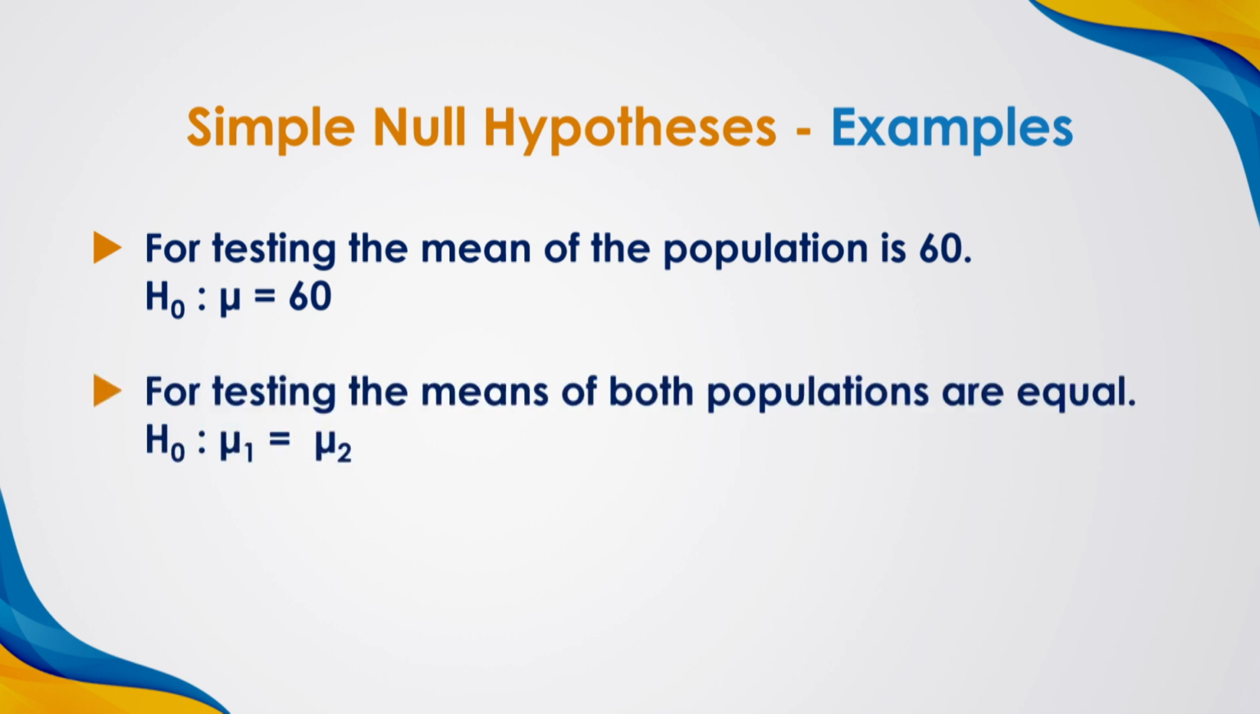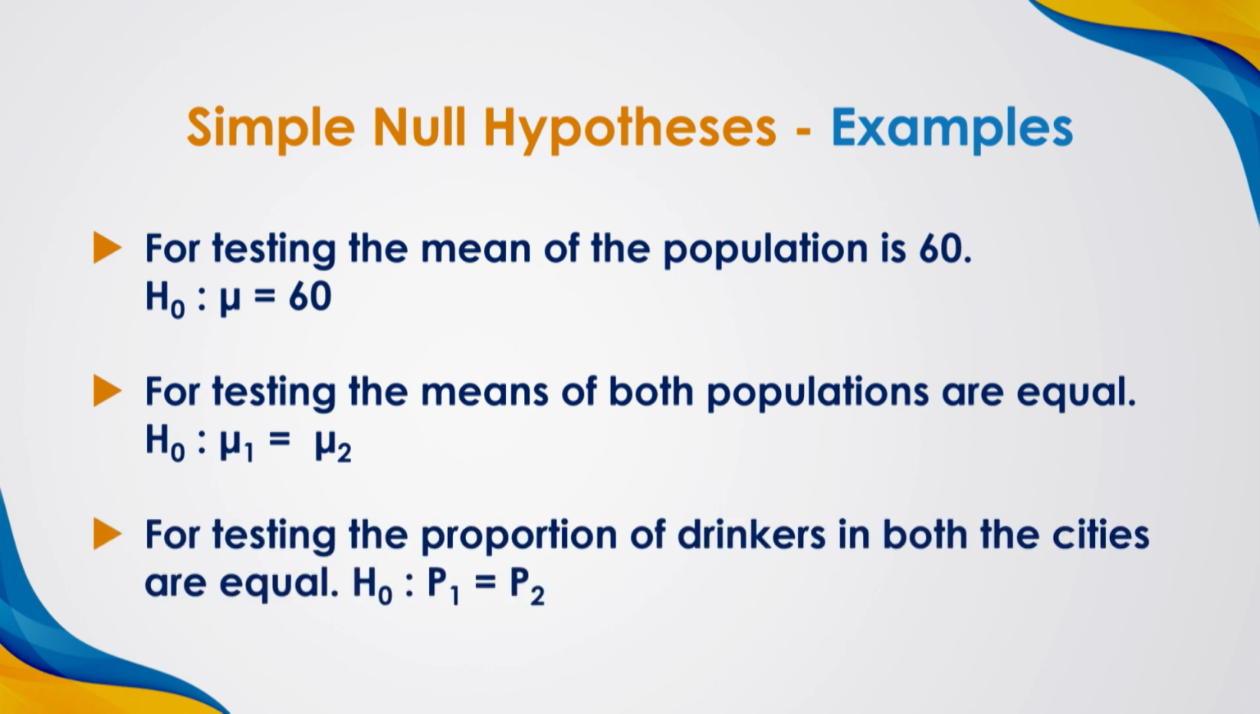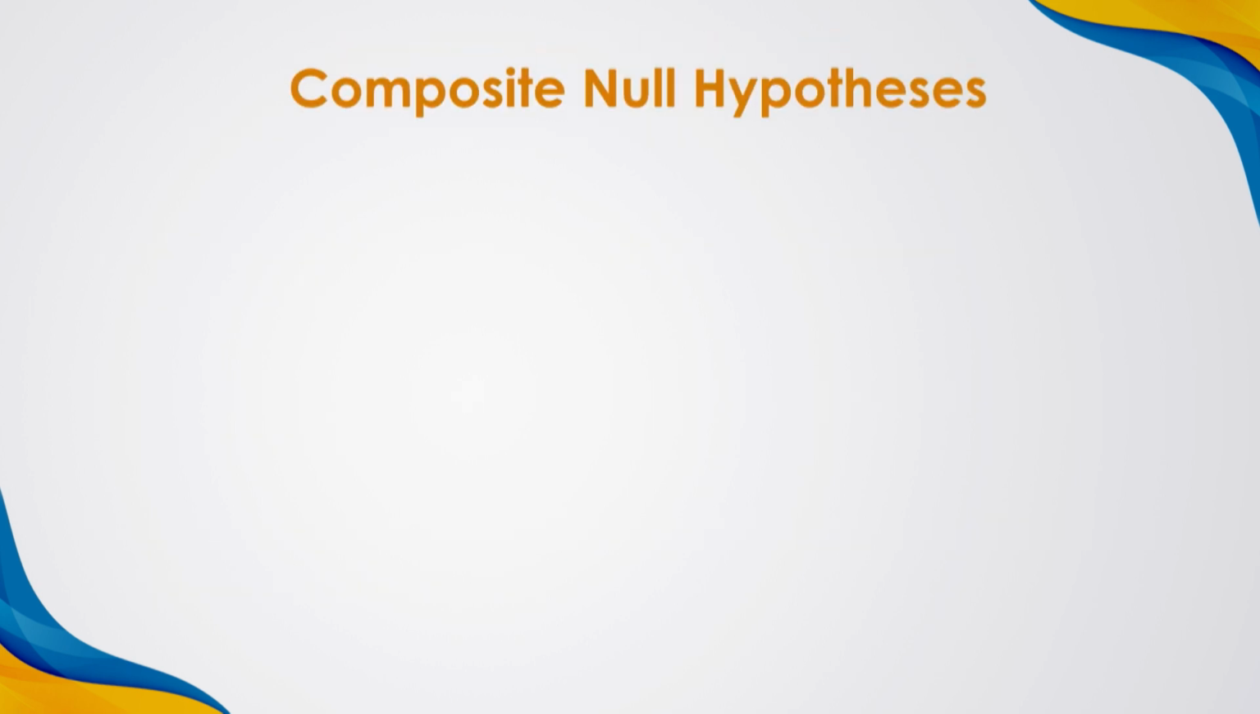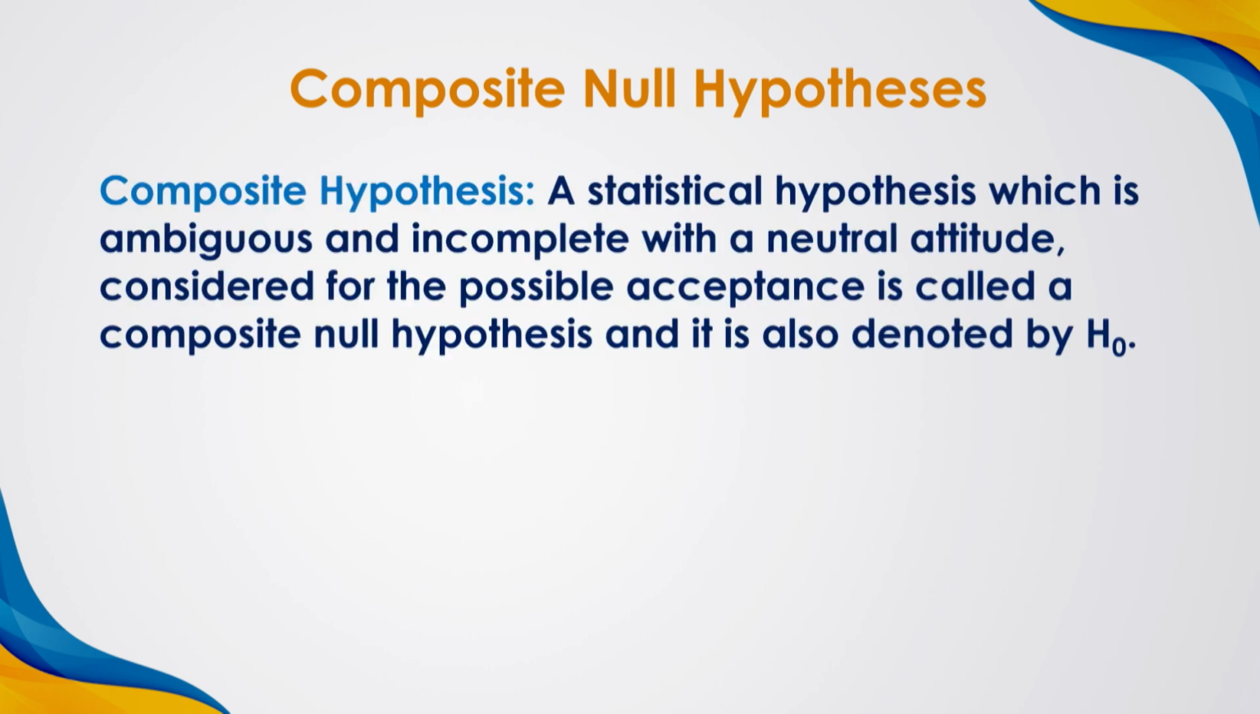Similarly, if you are comparing two population means, the statement H naught such that mu 1 equal to mu 2 is also considered a simple null hypothesis. If you are comparing two proportions, this is the statement we call a simple null hypothesis. What do you mean by composite null hypothesis? Already I have given the null hypothesis description, therefore, I am simply mentioning what a composite hypothesis and a composite null hypothesis are separately.